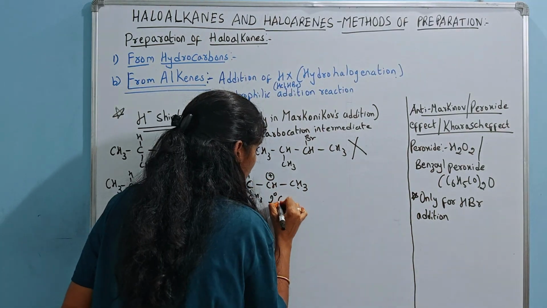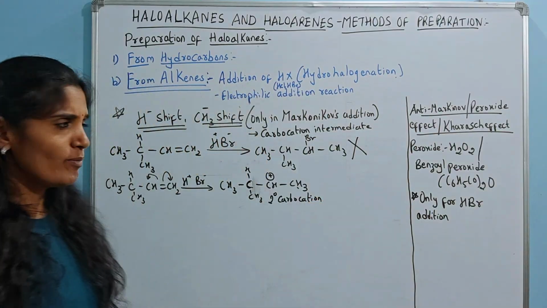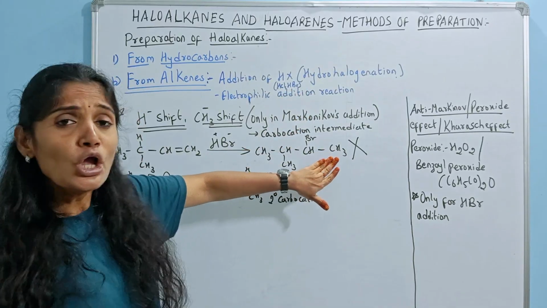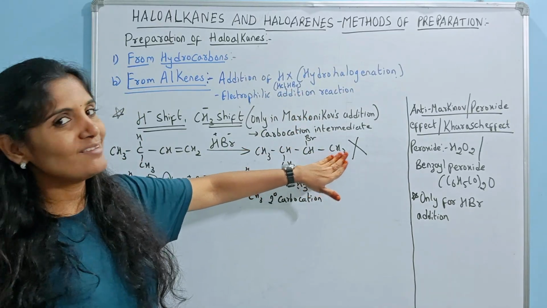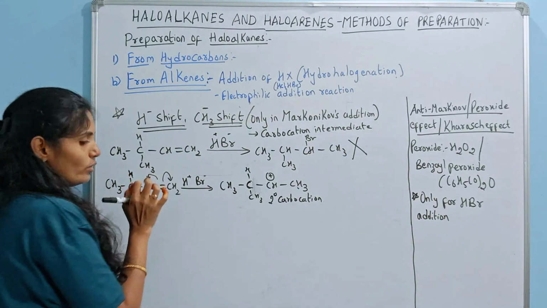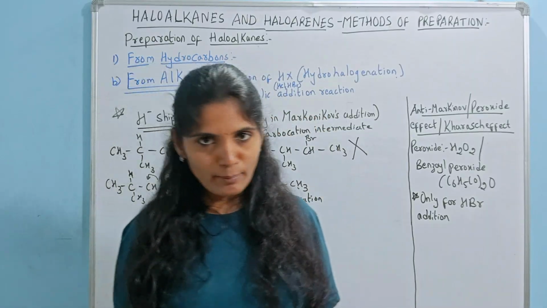This is my secondary carbocation. Of the two possibilities I had, this was the stable one. So the next step should be the attack of Br minus. If you do it like that, you would definitely have got this answer. This is wrong. Why it is wrong, I will tell you. Now you tell me the stability of carbocations. The most stable is tertiary, then secondary, then primary.